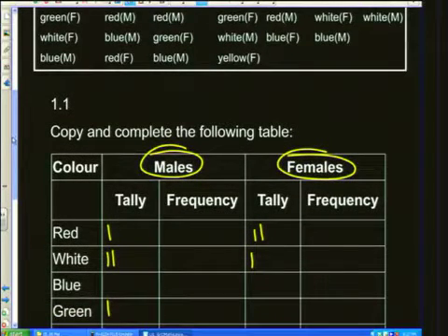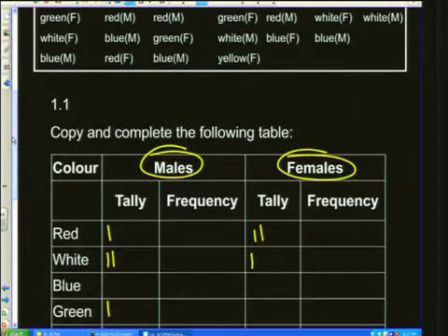Green female, red male. Next one. Red male, green female. Red male, green female. Cool. It's easy now, sir, because it's there.